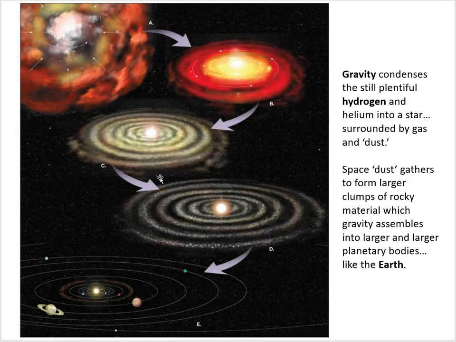We have learned that solar systems form from giant clouds of gas and dust. Perhaps triggered by a supernova, gravity condenses the still plentiful hydrogen and helium into a star surrounded by gas and dust. Now that space dust, molecules made of heavier elements, gathers to form larger clumps of rocky material, which gravity assembles into larger and larger planetary bodies like the Earth and the other planets of our solar system.